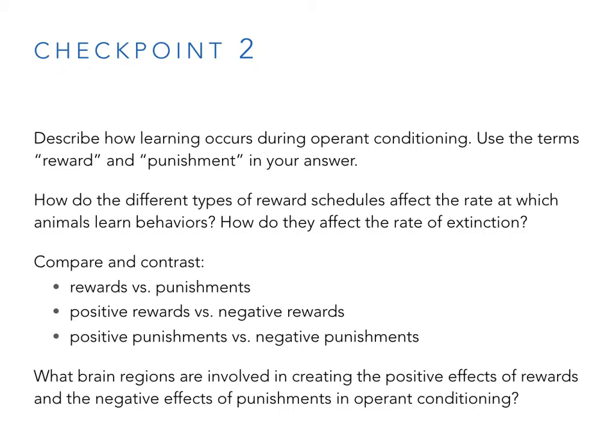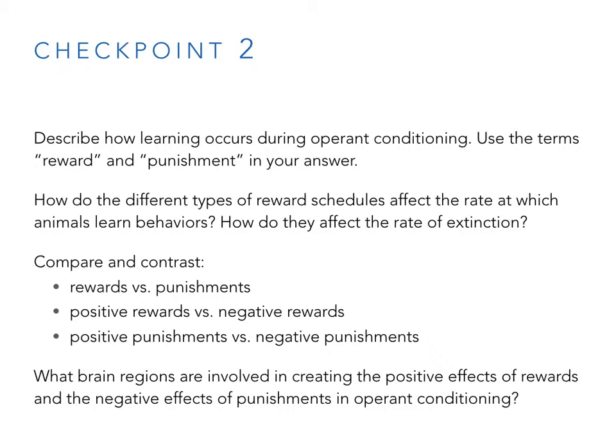Okay, so rewards and punishments, reinforcers and punishments. Reinforcers always lead to an increase in the likelihood of a behavior. Punishments always decrease the likelihood of a behavior. So when we're talking positive rewards versus negative rewards, both of these are increasing the likelihood of behavior. Positive rewards do so by adding something pleasant, like food. Negative rewards increase the likelihood of a behavior by removing something unpleasant, like a shock.